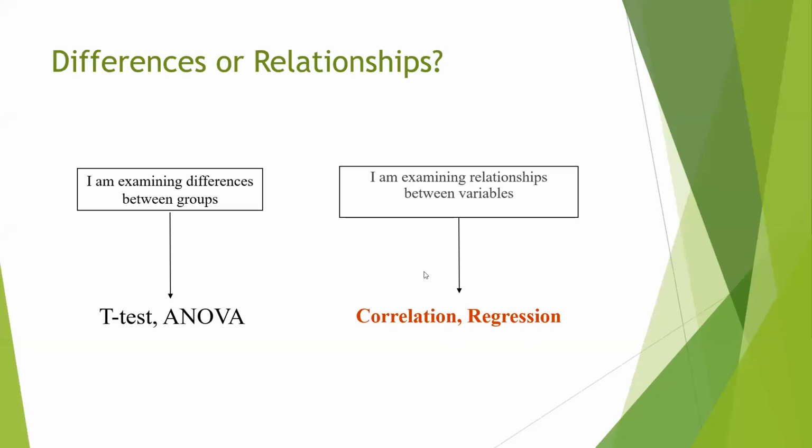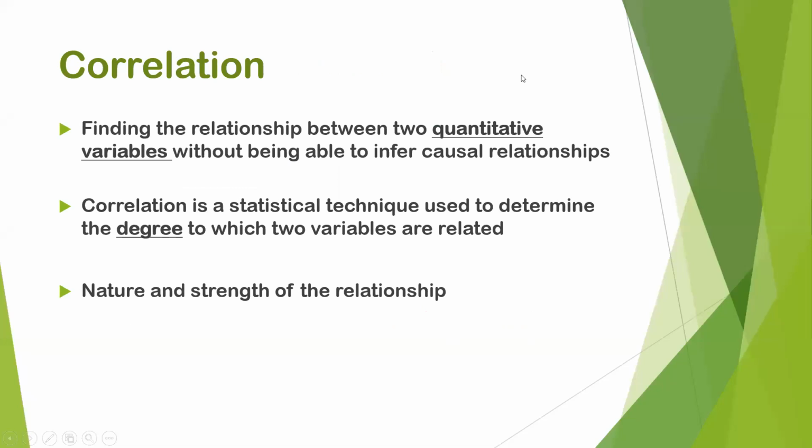So we'll go one by one like this. Okay, so let's start. Correlation. What is correlation? It is finding the relationship between 2 quantitative variables, as I specified in the beginning, without being able to infer a causal relationship.